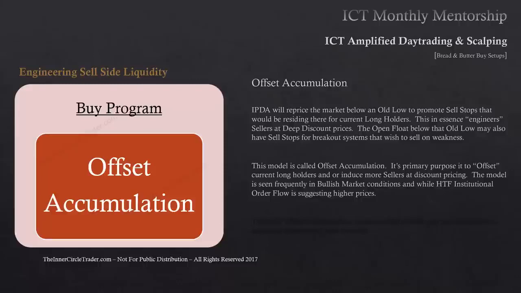Its primary purpose is to offset current long holders or induce more sellers at discount pricing. The model is seen frequently in bullish market conditions, and while higher time frame institutional order flow is suggesting higher prices. Typically, offset accumulation models unfold quickly, and you must learn to anticipate them at key lows intraday.